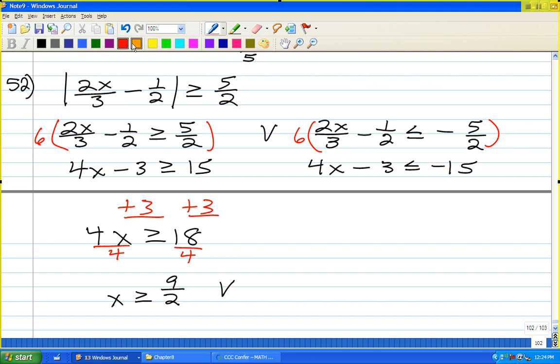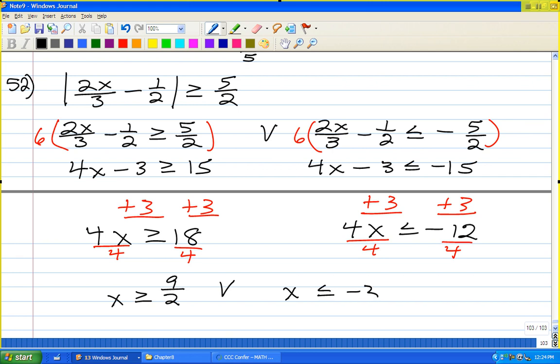Let me add 3 to both sides of my inequality in order to isolate x on one side of my inequality. So 4x is less than or equal to negative 12. Divide both sides of my inequality by 4. So x is less than or equal to negative 3.